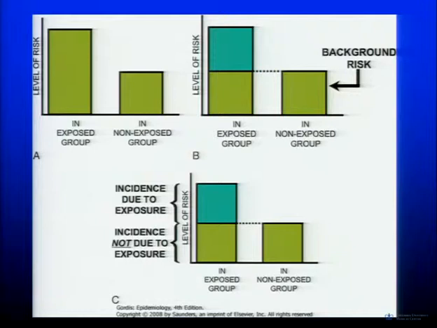So this is just shown in a different way here. You have the level of risk in the exposed and the non-exposed. In the exposed group, there's going to be a background risk that you can get from the non-exposed group. And then all this additional darker blue part is what we're thinking of as the incidence that's strictly due to the exposure, as shown graphically here.